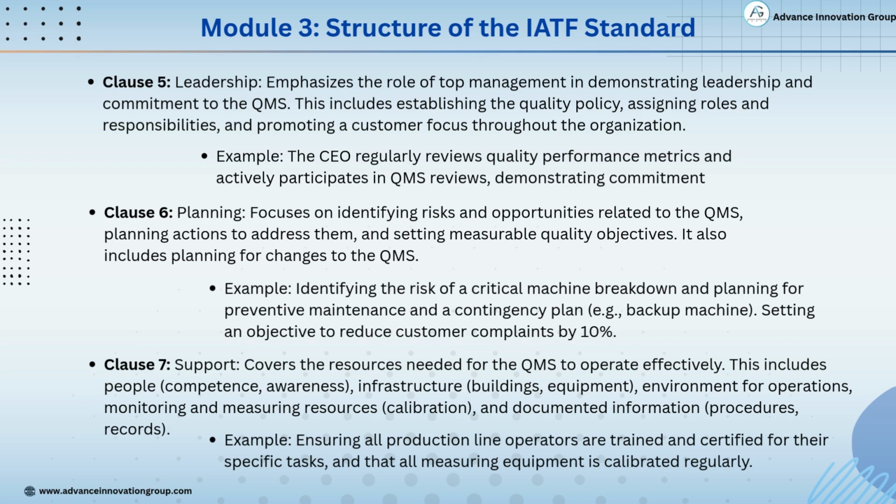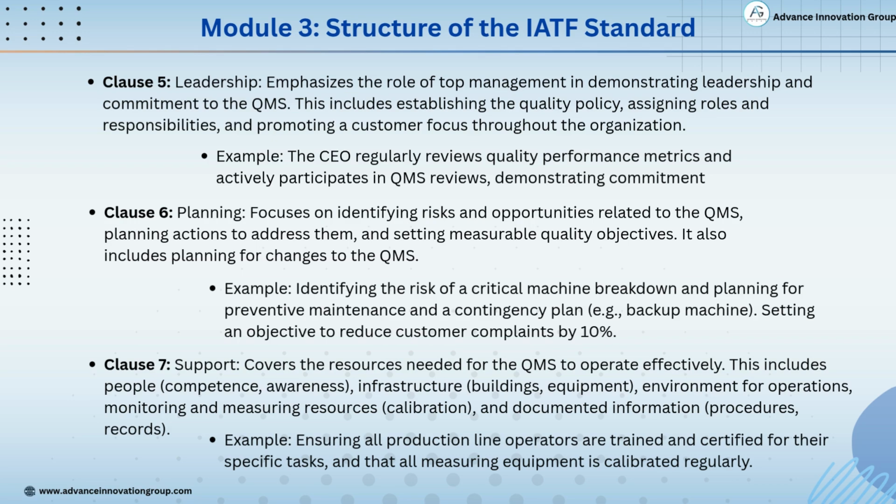Clause 6 is about planning. It focuses on identifying risks and opportunities related to the QMS and planning actions to address them. It also includes setting measurable objectives and planning for any changes to the system. Example: say there's a risk of machine breakdown, so a backup machine and maintenance plan is created. Also, a goal like reducing customer complaints by 10% can be set.